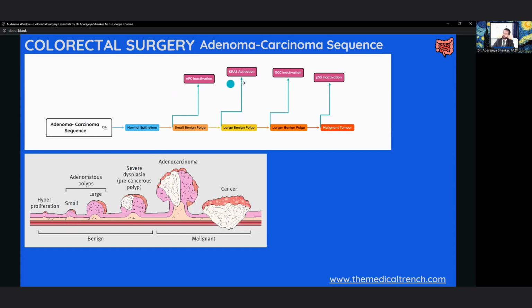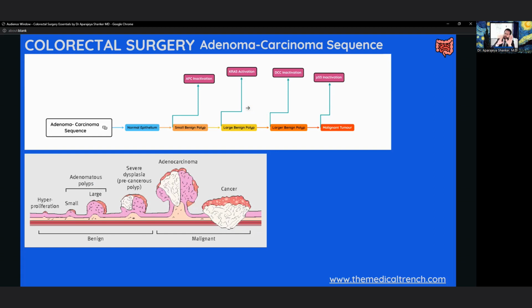Now you have something called KRAS. KRAS is a type of tumor promoting factor, essentially, an oncogene or proto-oncogene, most likely. What happens is that once KRAS becomes active and becomes an oncogene, this large benign polyp starts to become even bigger, right? And it can start having dysplastic change.